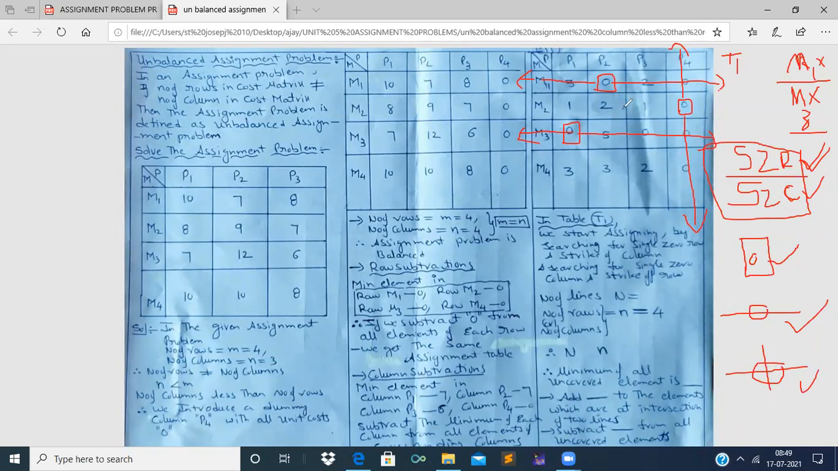So the process of assignments is finished. Now let us give a conclusion about this table T1. See here, in table T1, we start assigning by searching for single zero rows and striking off columns, and searching for single zero columns and striking off rows. This procedure is nothing but the assigning procedure.